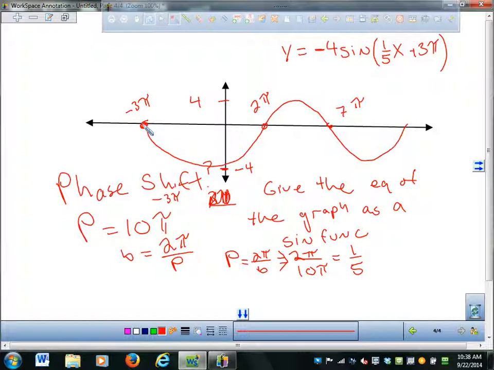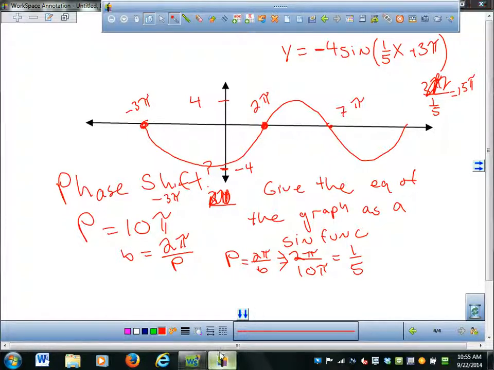Could the phase shift also be negative 2 pi? Yes. I think I just messed up. 3 pi divided by 1/5 is going to give me 15 pi? That's wrong. Alright, that's what happens when I make up my own problem. Okay, I better pause my video and think about it.